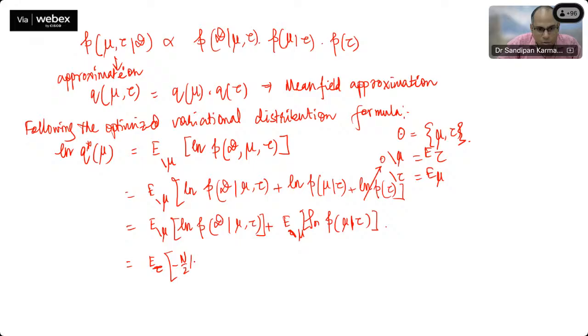Minus n by 2 log 2 pi, plus n by 2 log of tau, then minus tau by 2 summation of x i minus mu whole square. Are you following me? So this is what it is coming.